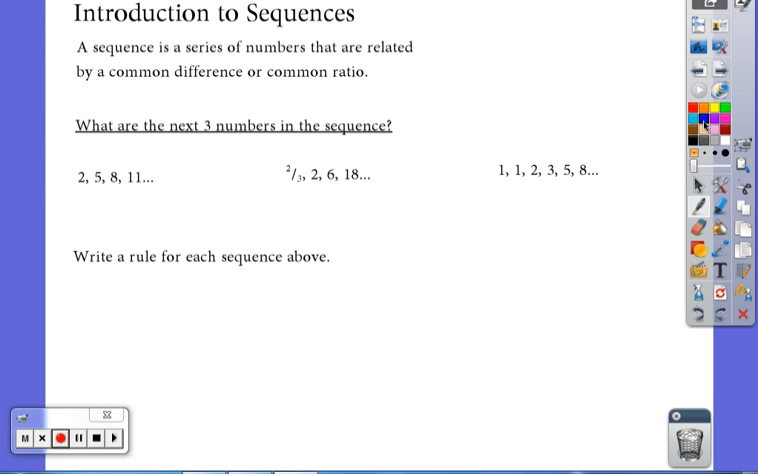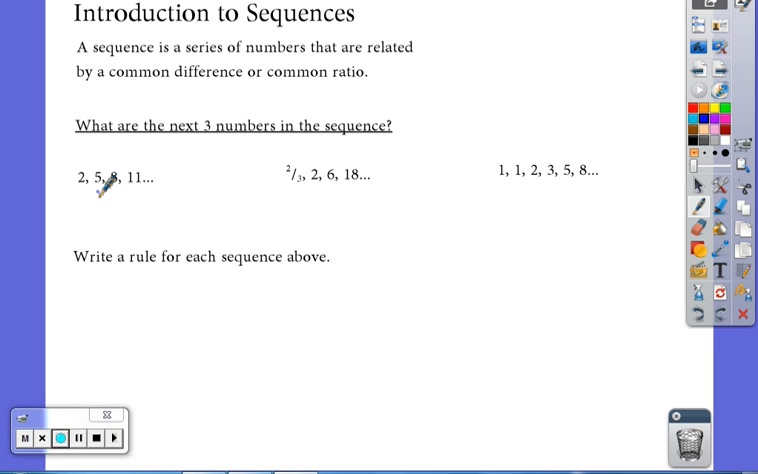So what you want to do when you're trying to determine this is you want to look at the problem, and you want to look at the numbers, and you want to look for a pattern. So here in this first example, I have the numbers 2, 5, 8, 11. And as I look at those numbers, I want to think about a few things. First, I want to think, are there any numbers I can add or subtract to each of them to get the next number? So in this particular example, 2 plus 3 is 5.